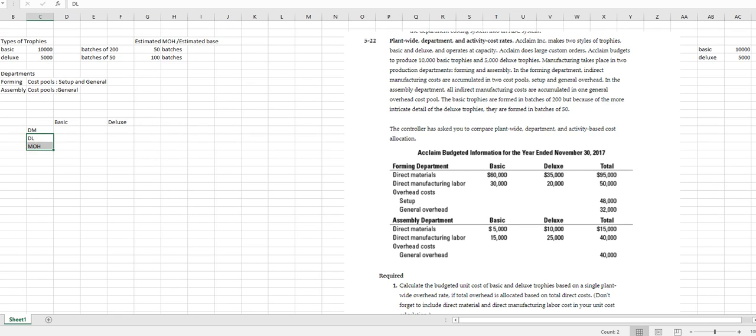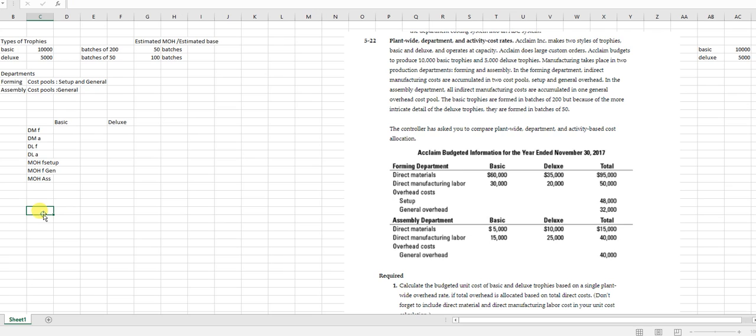So direct material, direct labor, and overhead. I'm actually going to cut these and move them down because I'm going to have direct materials for the forming, and I'm going to have direct materials for the assembly. I'm going to have direct labor for the forming. I'm going to have direct labor for the assembly. And I'm going to have manufacturing overhead for the forming based on setups. And I'm going to have manufacturing overhead for the forming based on general. And then I'm going to have manufacturing overhead for assembly.